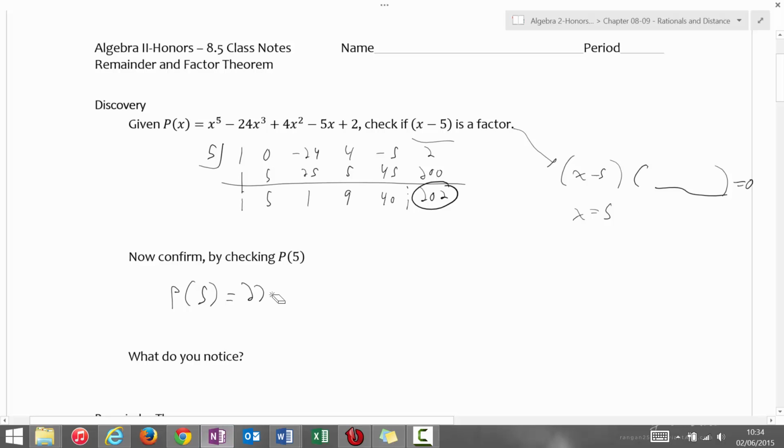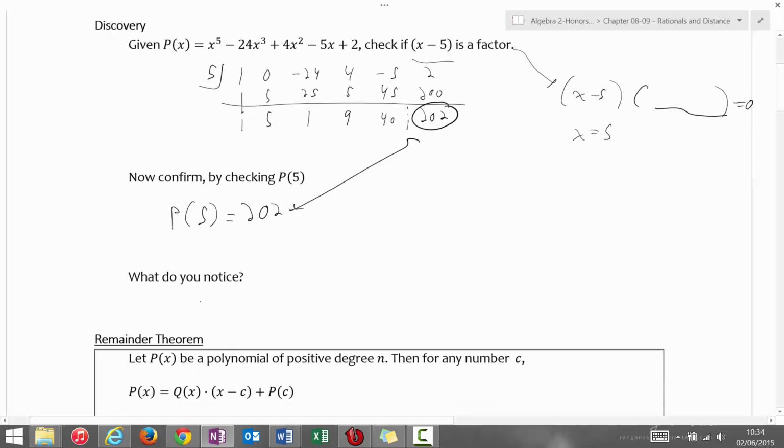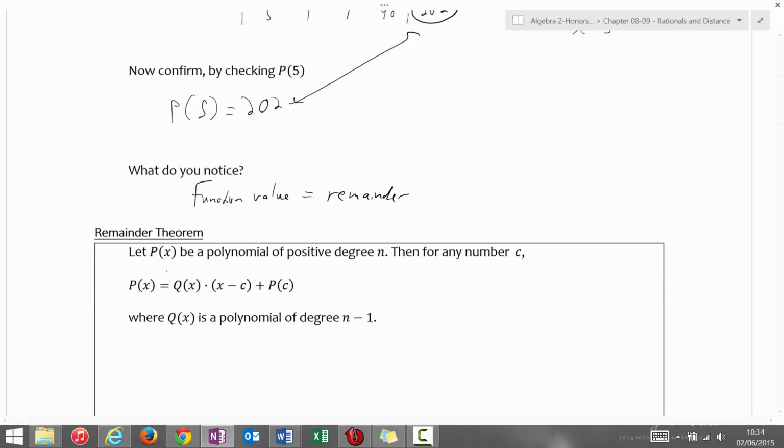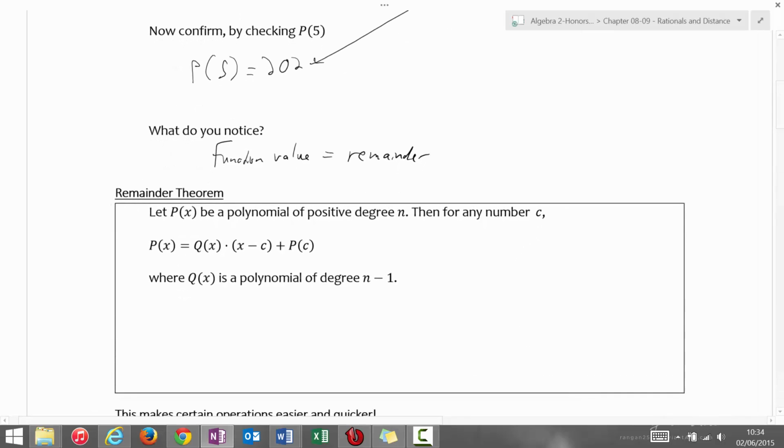Incredible. What we should notice is that these are the same thing. That my function value equaled my remainder. And this is the remainder theorem. If you have a polynomial of a positive degree, then for any number that you want to plug in, basically P of c is the remainder.